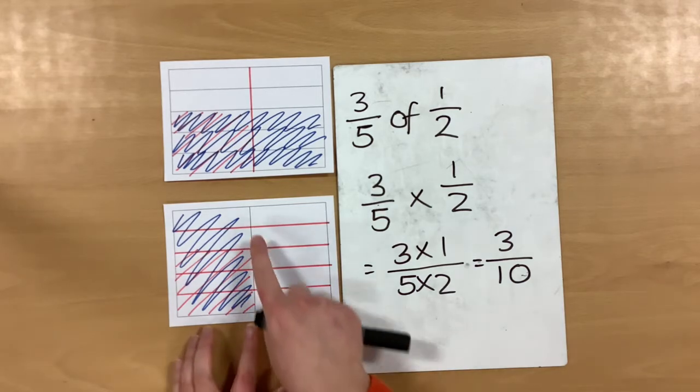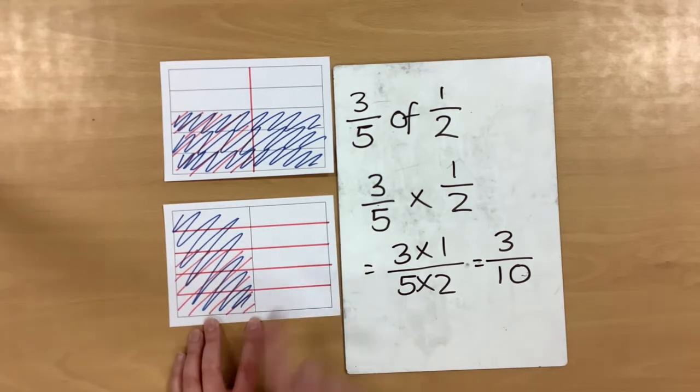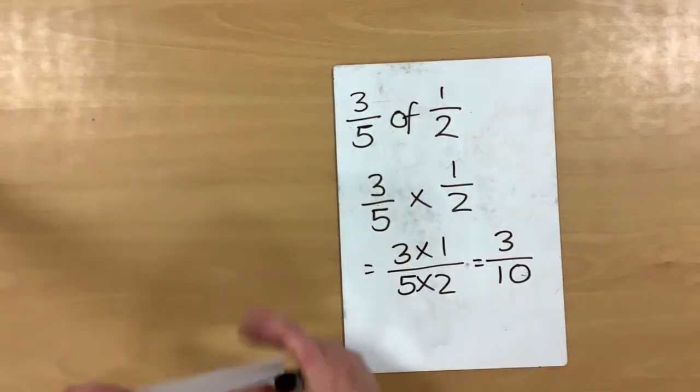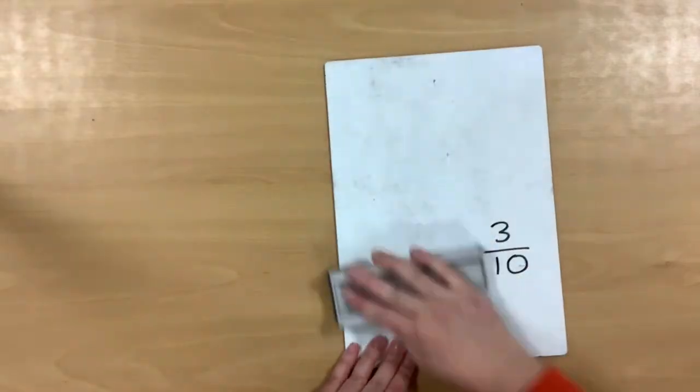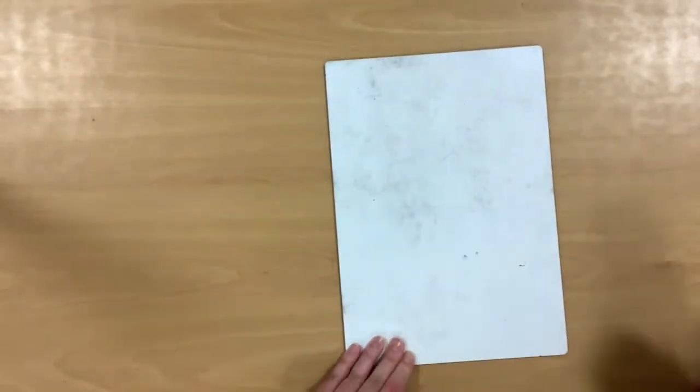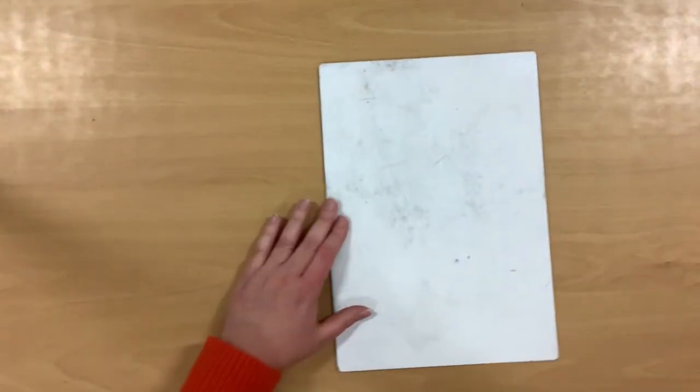Okay, and if we have a look again, because he split it then into fifths, he actually has 10 equal parts, and 1, 2, 3 are shaded. Okay, so we're not always going to have models and bar models and rectangles to help us work out the product of a proper fraction.